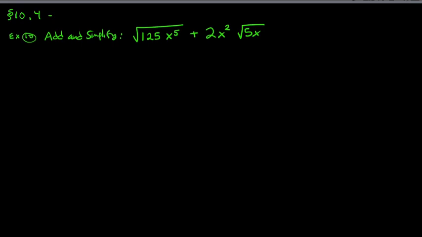Okay. So this is a more typical problem. When you have variables, it's always a little more complicated, but we'll go through it step by step, and you'll see this one is actually not that bad. It involves simplifying this expression here, the square root of 125 times x to the 5th. Well, you can split it up: the square root of 125 times the square root of x to the 5.